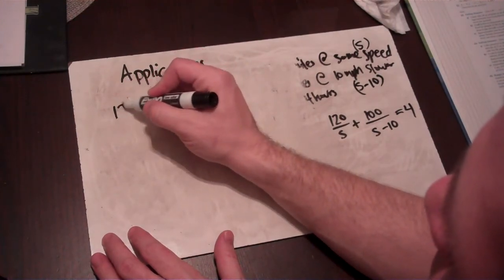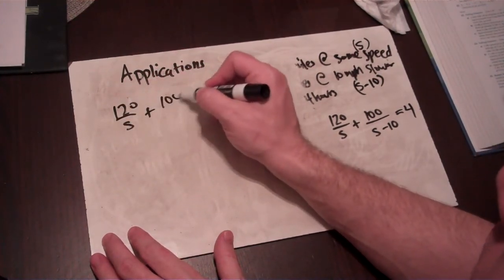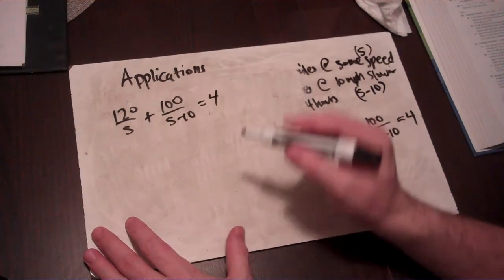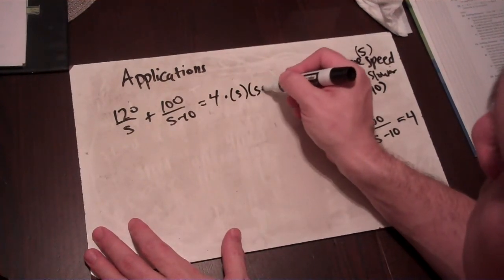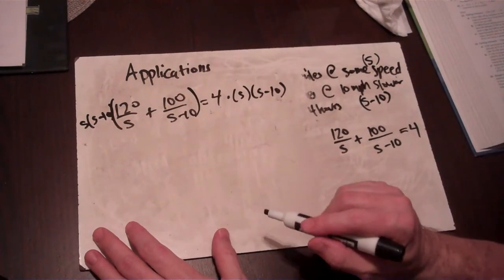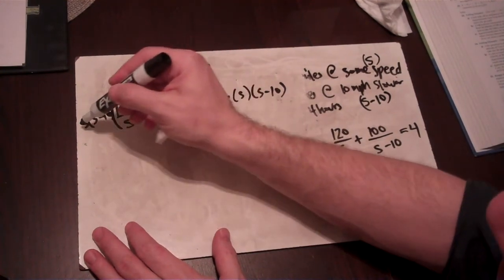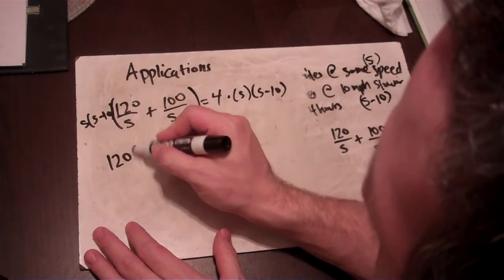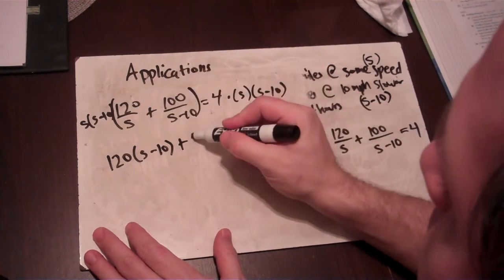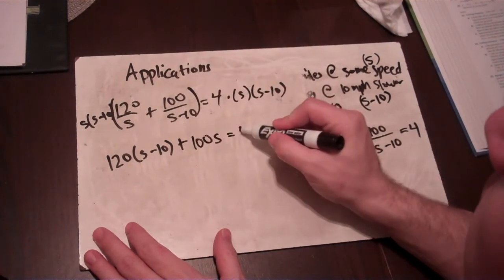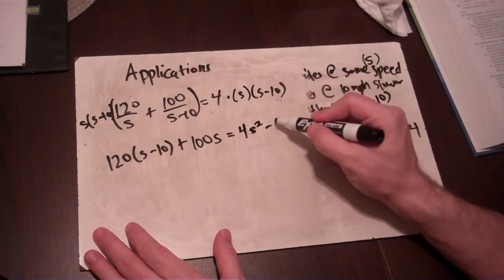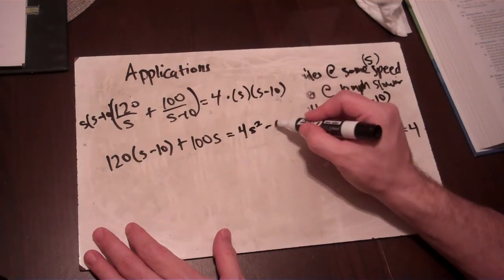So we have 120 over S plus 100 over S minus 10 is equal to 4. We're going to multiply by the least common multiple, which is S times S minus 10. When we multiply this by this, the S's turn into a 1, and we're left with 120 times S minus 10. When we multiply this by this, the S minus 10's turn into a 1, and we're left with 100S. And here we get 4 times the quantity S times S, which is S squared, minus 4 times S times 10, which is 40S.